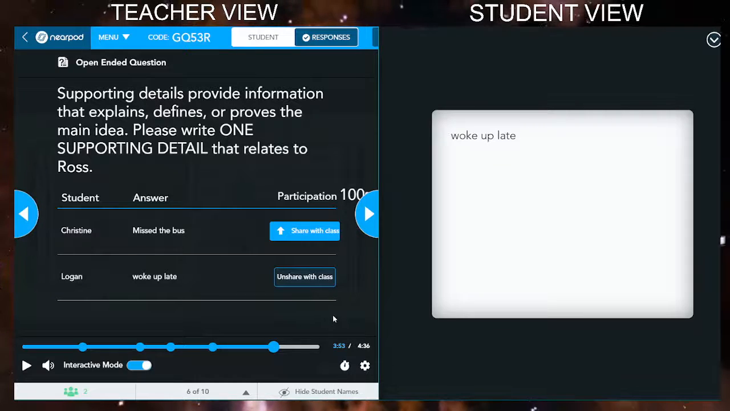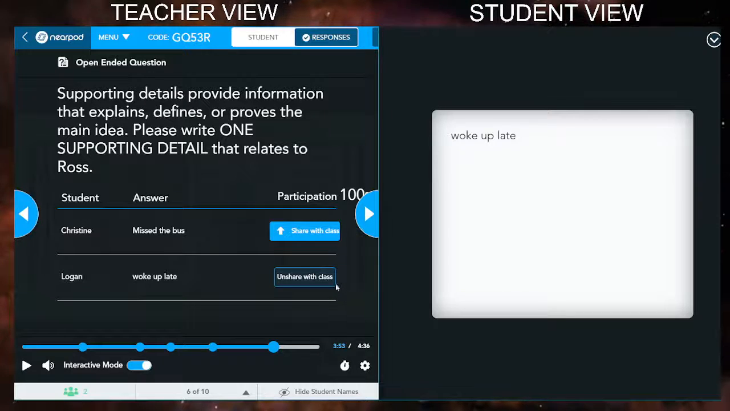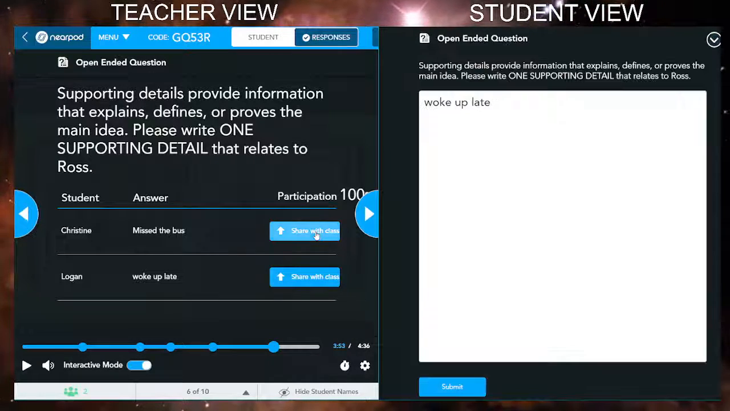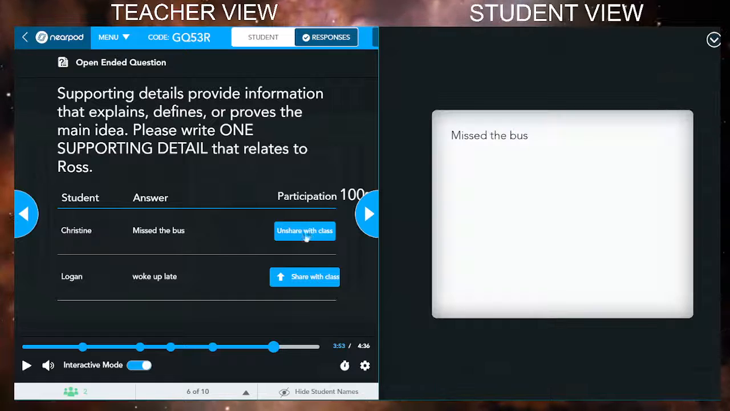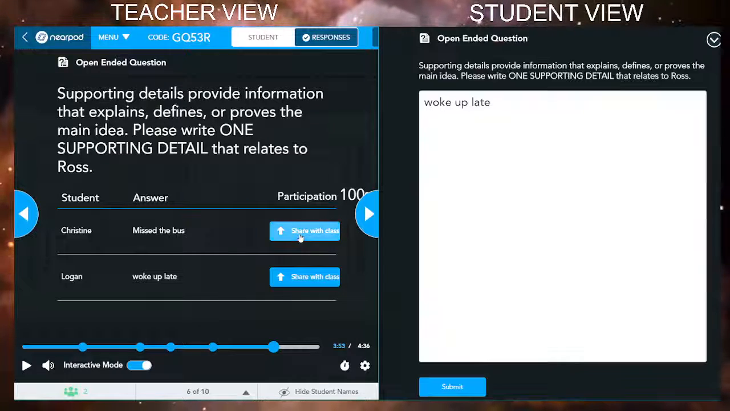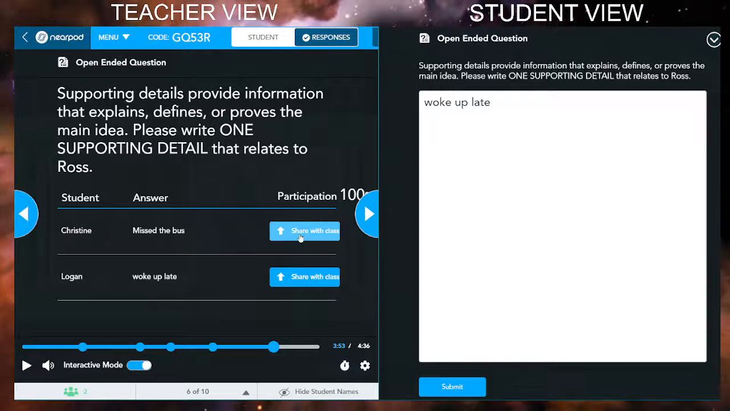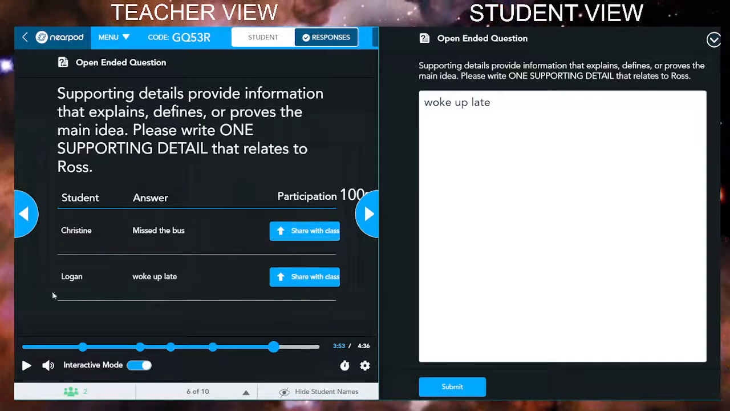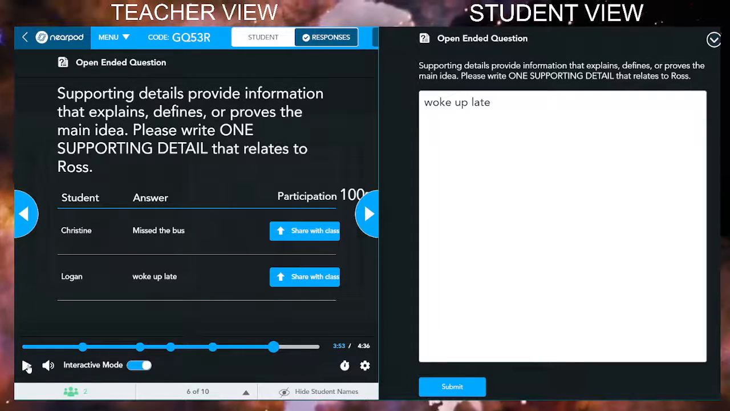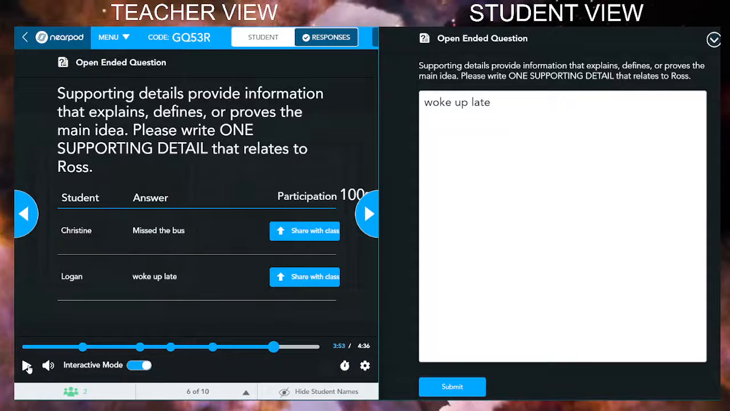So, what is it that you guys saw that happened to Ross? What is the detail that you noticed? Somebody said he woke up late. That's good. Somebody also said that he missed the bus. Both of those are great supporting details. They're found in our paragraph and they relate to Ross. So, yes, good job, guys. Both of those are great details to list.